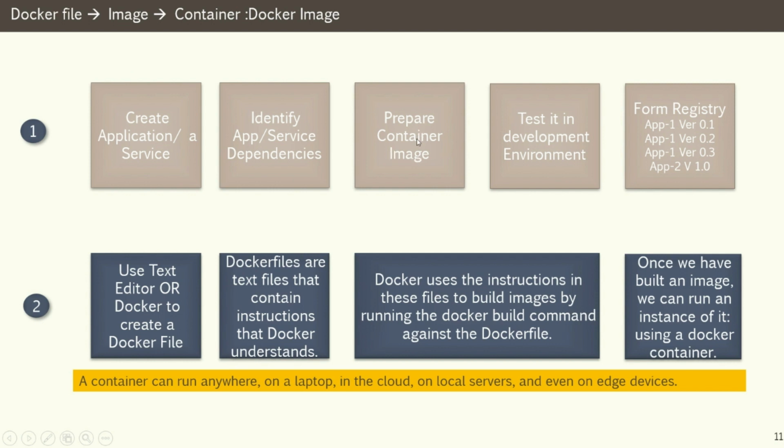And then the image can be tested in a separate test development environment. If you are okay, form a registry that contains multiple versions of your applications. And this is what is correlated here. For this, you are using an editor or Docker to create a Docker file. So they are just a kind of text files containing instructions. And then you can use Docker to build the images by running the docker build command.